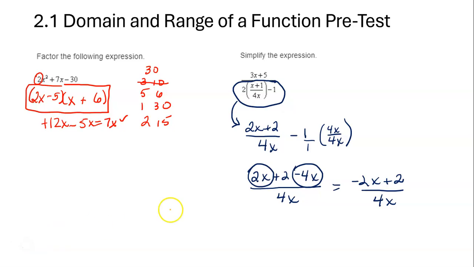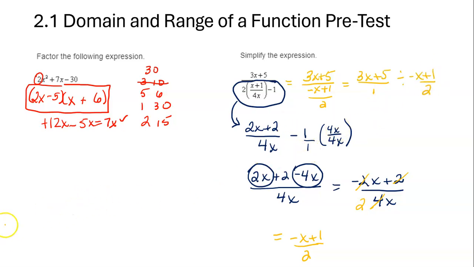Now I can reduce. I can divide everything by 2, so that goes to 1, and this goes to 2. So I end up with negative x plus 1 over 2. Now I can take it back up here. So this equals 3x plus 5 over negative x plus 1 over 2. Or I can write it as the division of fractions, divided by negative x plus 1 over 2.